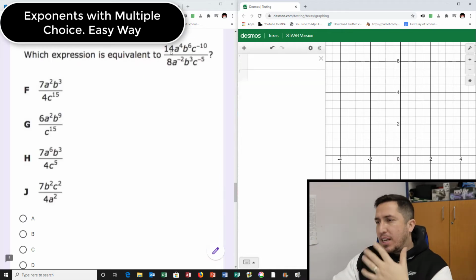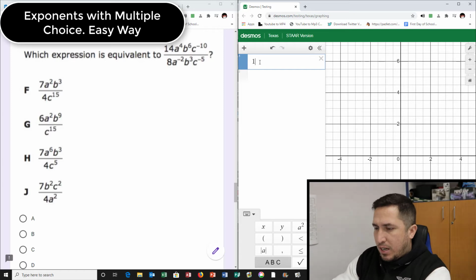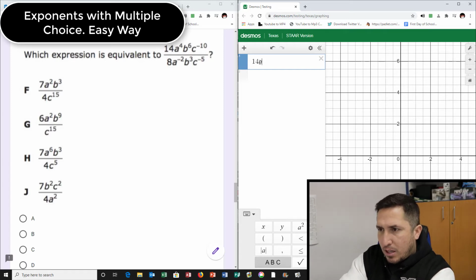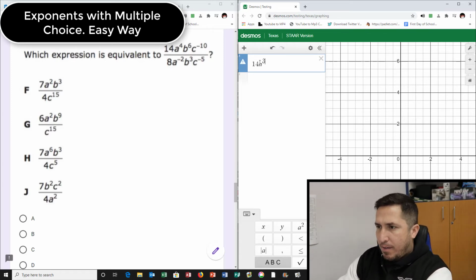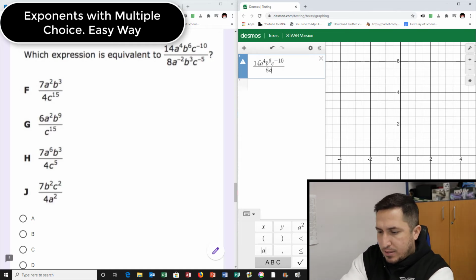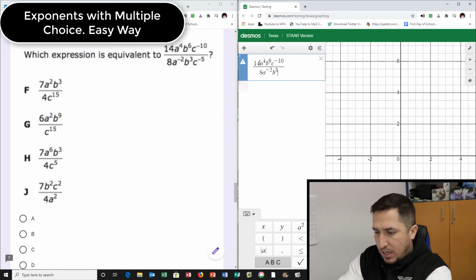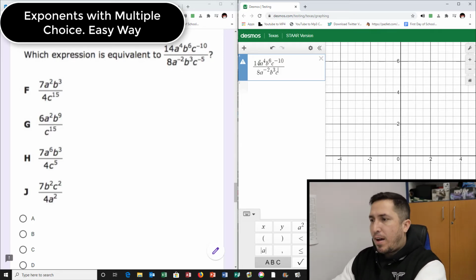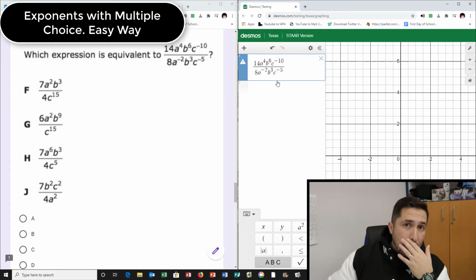Blah, blah, blah, 14. Let's just start typing it in. Let's go. 14. A to the 4th power. B to the 6th power. C to the -10 power. All over 8. A to the -2. B to the 3. C to the -5, right? That's how it looks. Now, what do we just do?